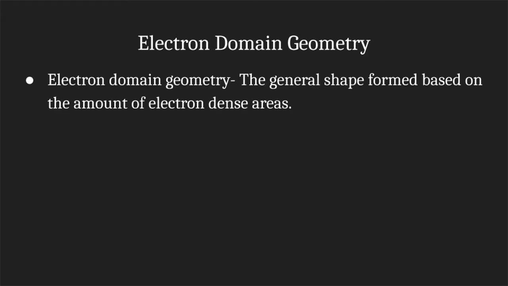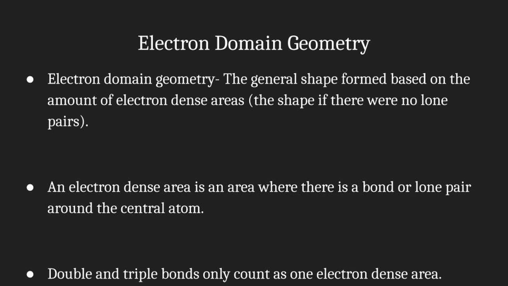So when it comes to shapes, the first thing we are going to go over is the electron domain geometry. This is the general shape formed based on the number of electron-dense areas, which would be the shape if there were no lone pairs present in the molecule. We refer to an electron-dense area as an area where there is a bond or a lone pair around the central atom. Double and triple bonds count as one singular electron-dense area, and we count the number of electron-dense areas to determine what the electron domain geometry is.